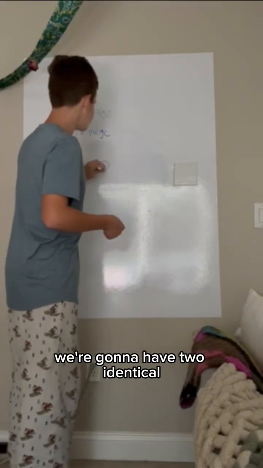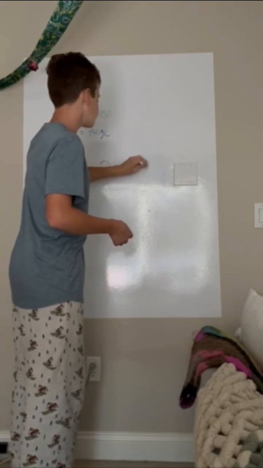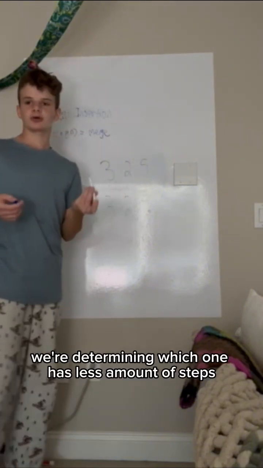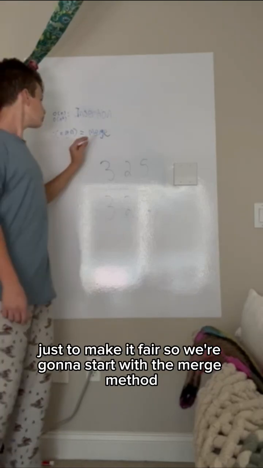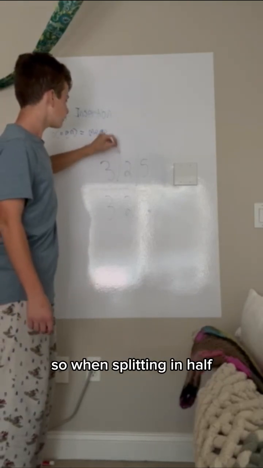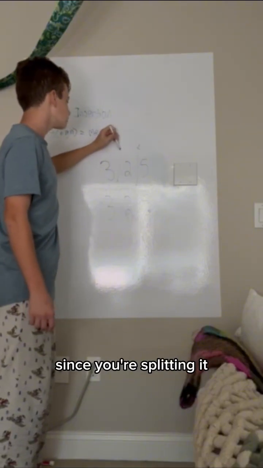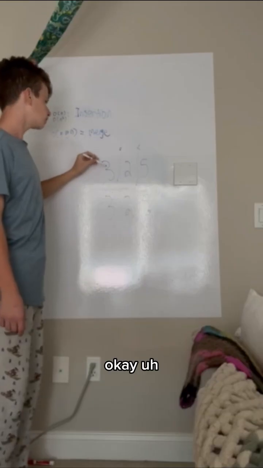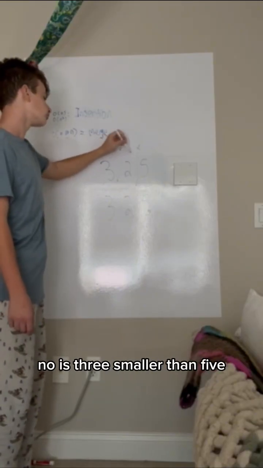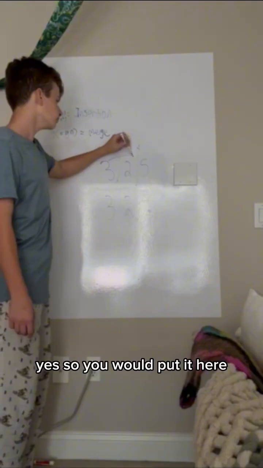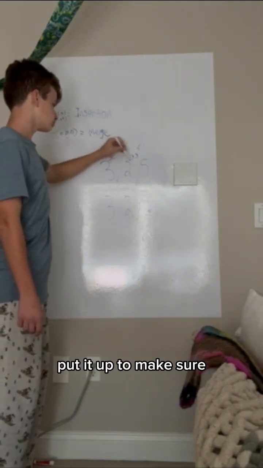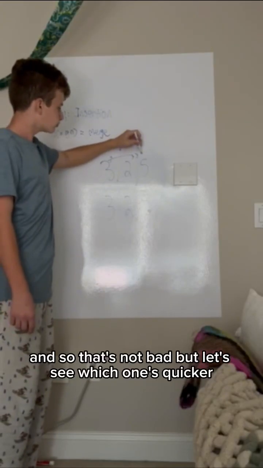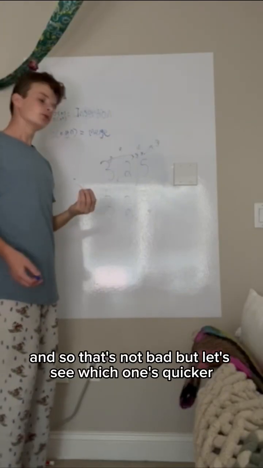So to start, we're going to have 2 identical arrays, and we're determining which one has fewer steps just to make it fair. So we're going to start with the merge method. When splitting in half, each one of these is 2 steps since you're splitting it. And so now we want to determine for the first group array, is 3 smaller than 2? No. Is 3 smaller than 5? Yes. So you would put it here, and you have to put it up to make sure. Remember from the merge method earlier. And so that takes 3 steps. That's not bad, but let's see which one's quicker.